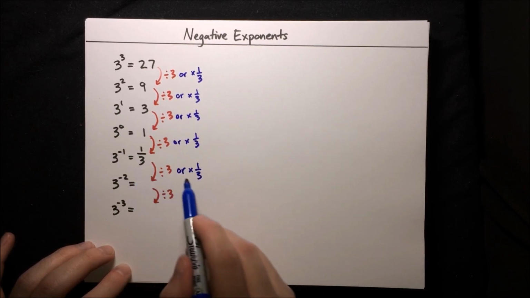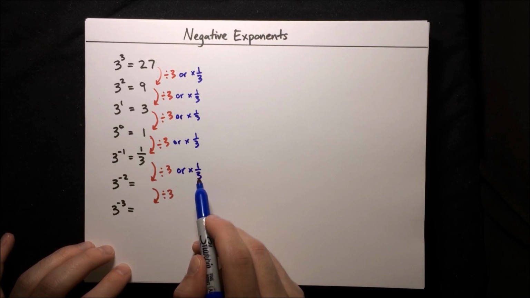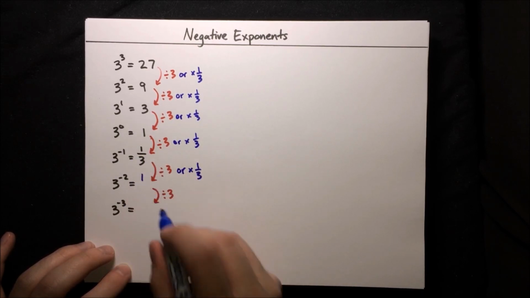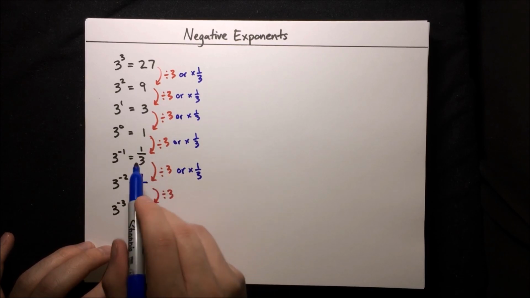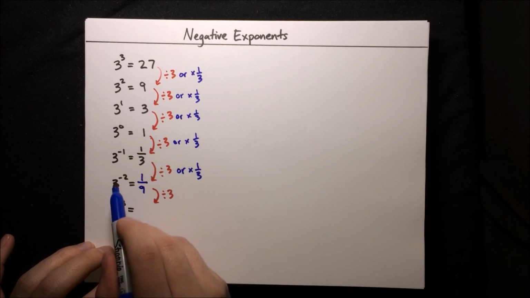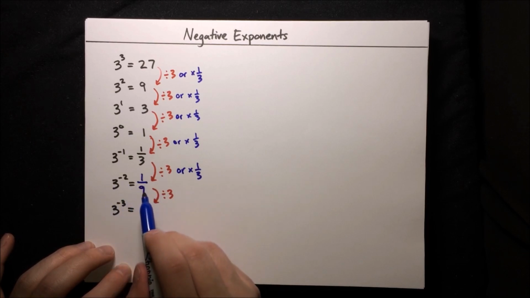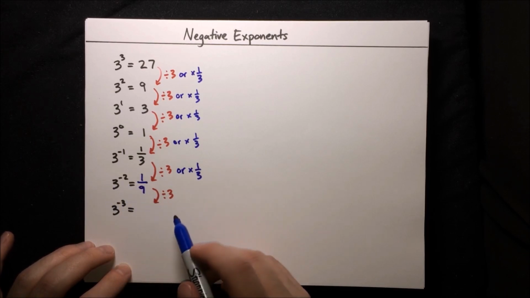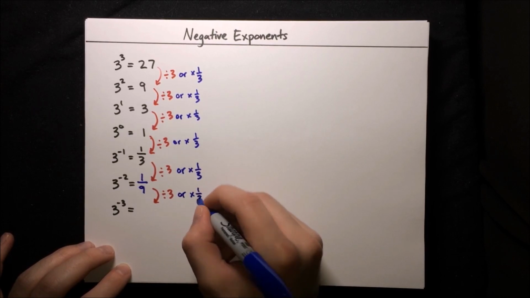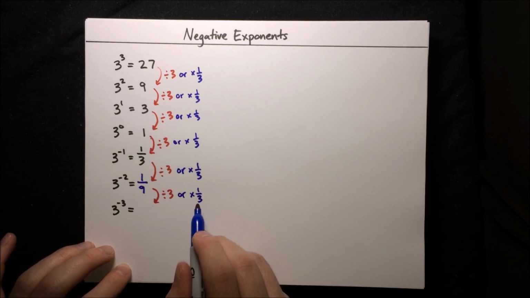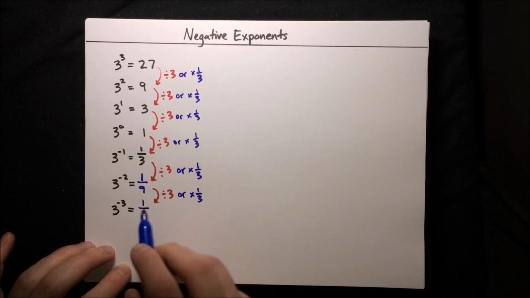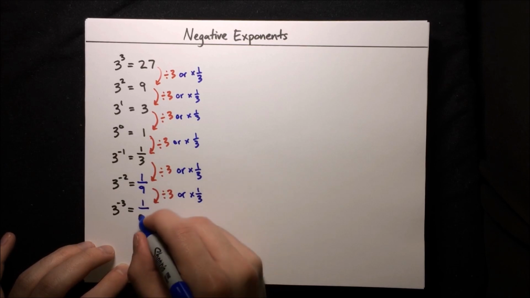So 1/3 times 1/3, how do we compute that? Well, we just have to multiply the numerators. 1 times 1 is 1, and then over the denominators multiplied, 3 times 3 is 9. So 3 to the power of negative 2 is just 1/9. And then again we divide by 3, or you can think about multiplying by 1/3. That's a lot easier to think about it that way, because again we just multiply the numerators. 1 times 1 is 1, and then denominators, 9 times 3 is 27.